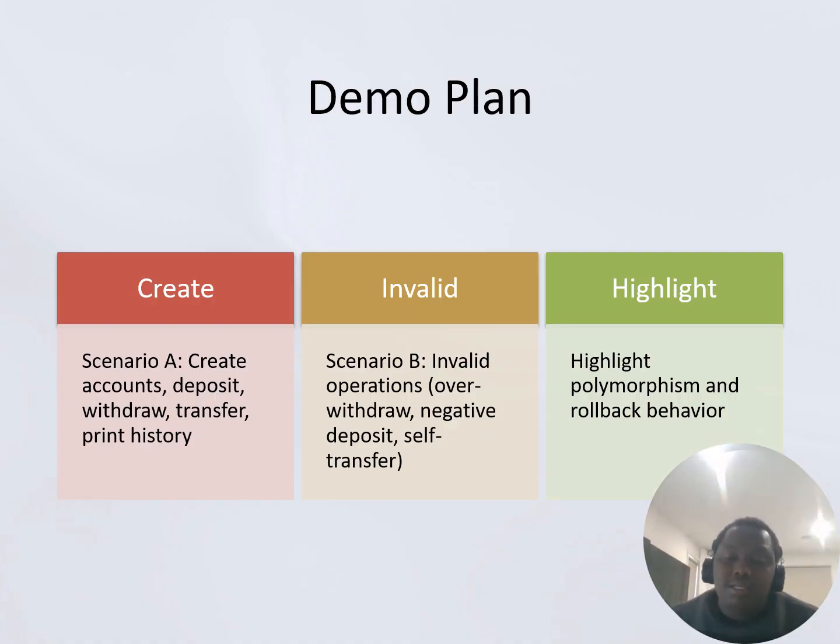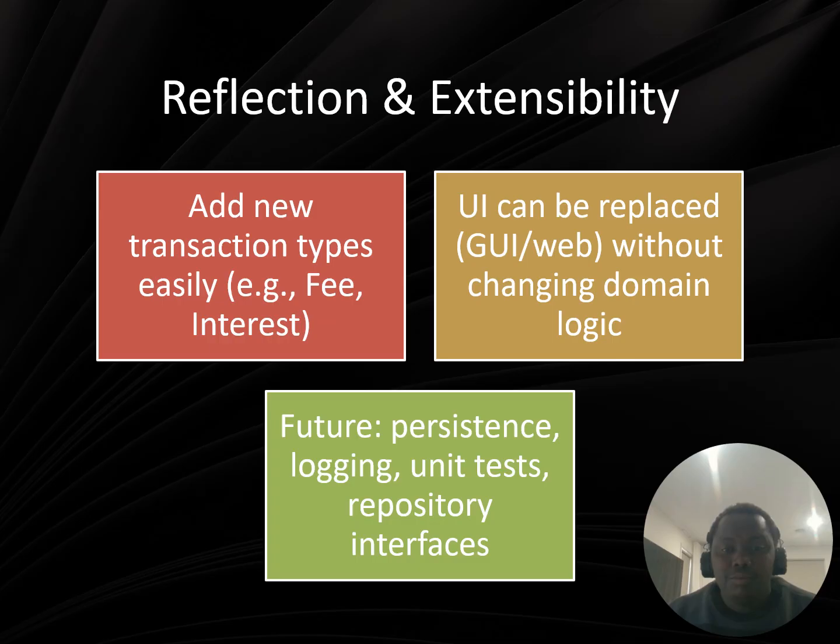Now let us see a simple demonstration plan of how our bank application works. In scenario A, a user can create accounts, deposit funds, withdraw funds, transfer, and print transaction history. In scenario B, we have invalid operations such as over-withdrawal, negative deposit, and self-transfer, which are not allowed. This highlights polymorphism and rollback behaviors.